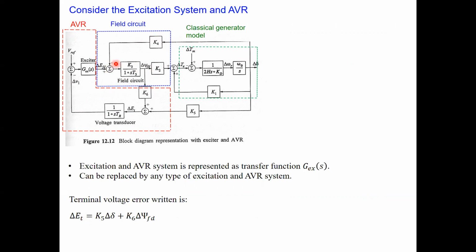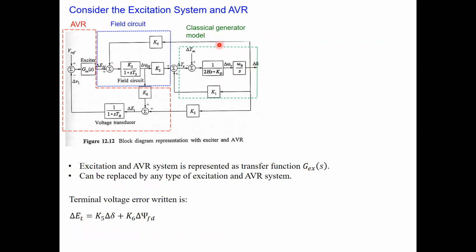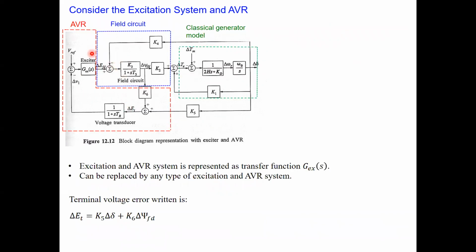This is what we have discussed earlier, the change in the field flux due to armature reaction. So it was from here, and then with the AVR there is some additional term added here. We will discuss that part with inclusion of these two terms, because now you have del EFD. Earlier del EFD was 0, but now del EFD will be some quantity here.